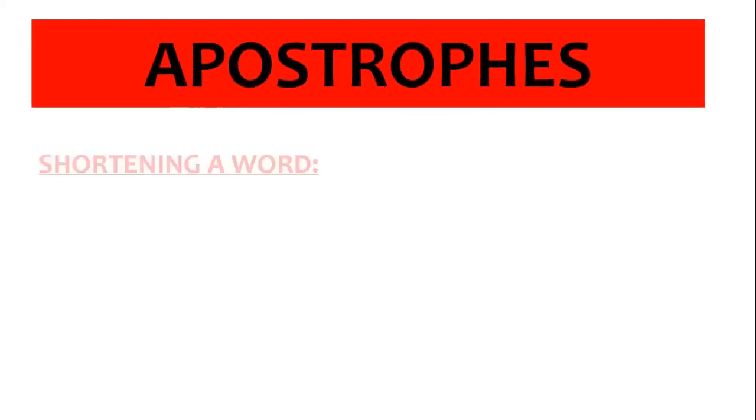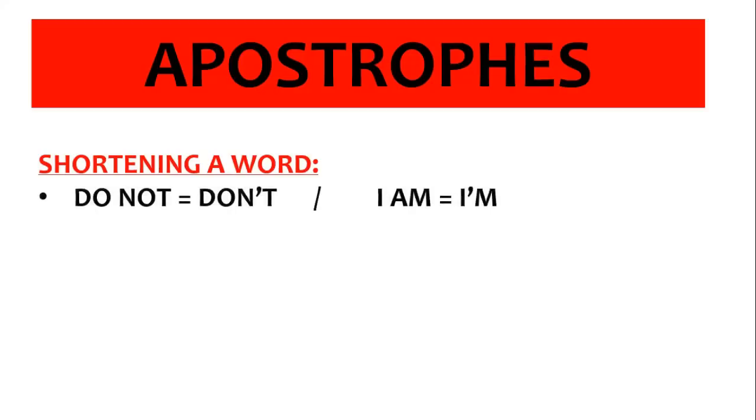You're also going to proofread your apostrophes. Okay, so shortening a word. So for example, do not becomes don't, I am becomes I'm. This seems really obvious, and I'm sure you all know. However, with iPhones and autocorrect and stuff like that, some people forget to do it. So you must make sure you do it and proofread in the exam.